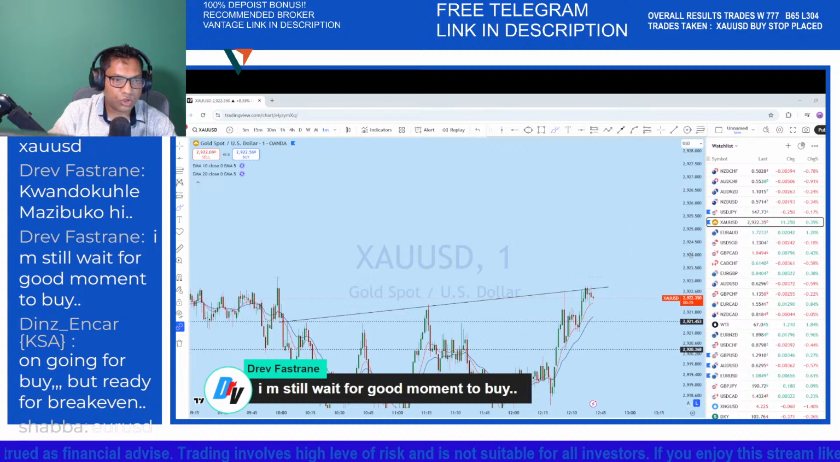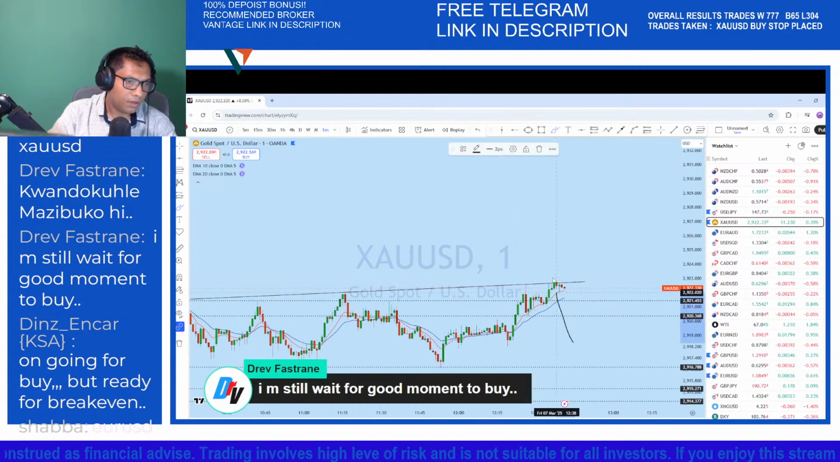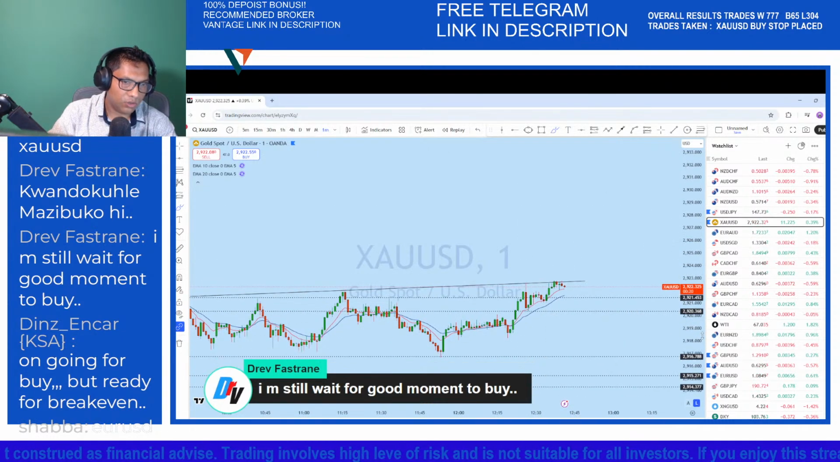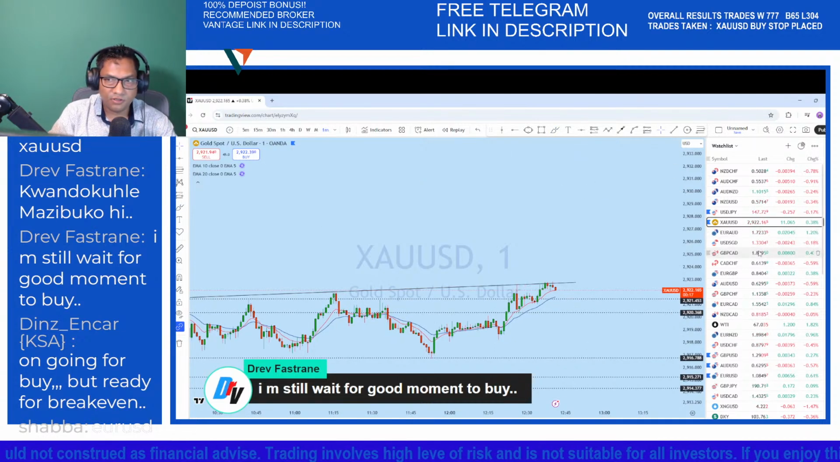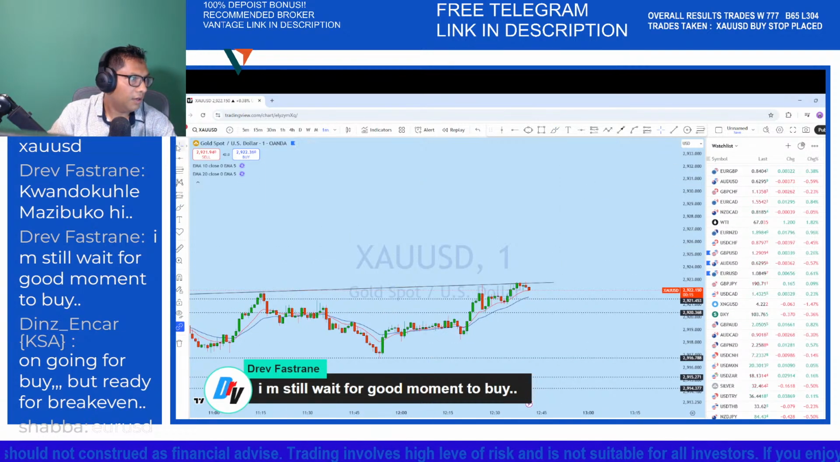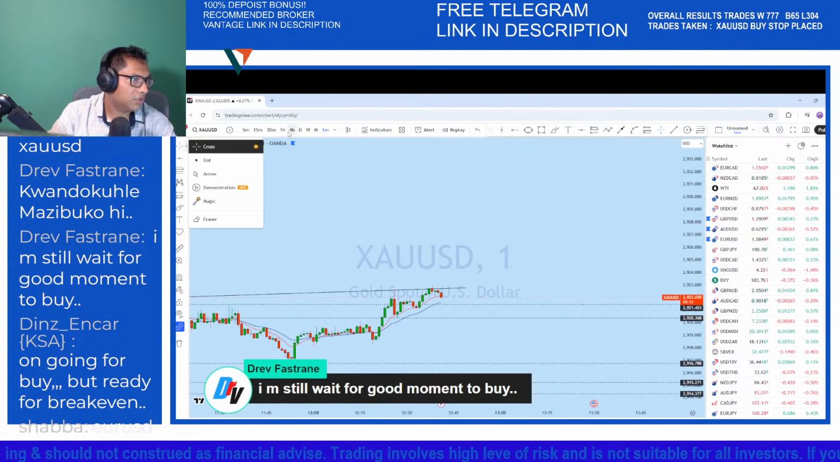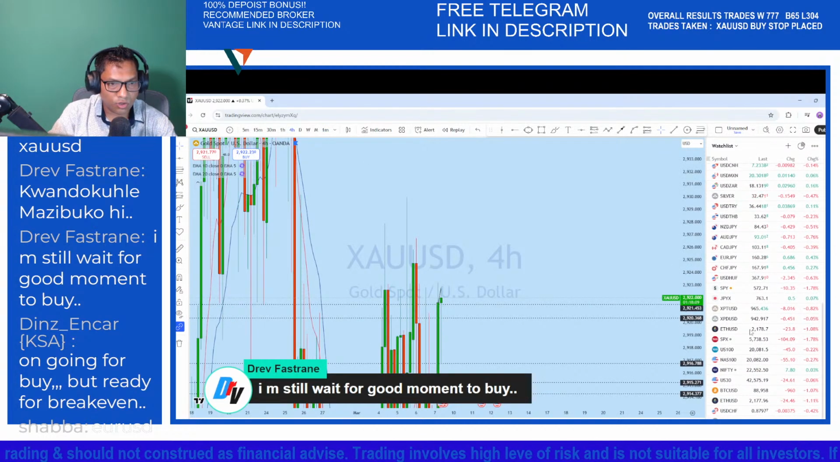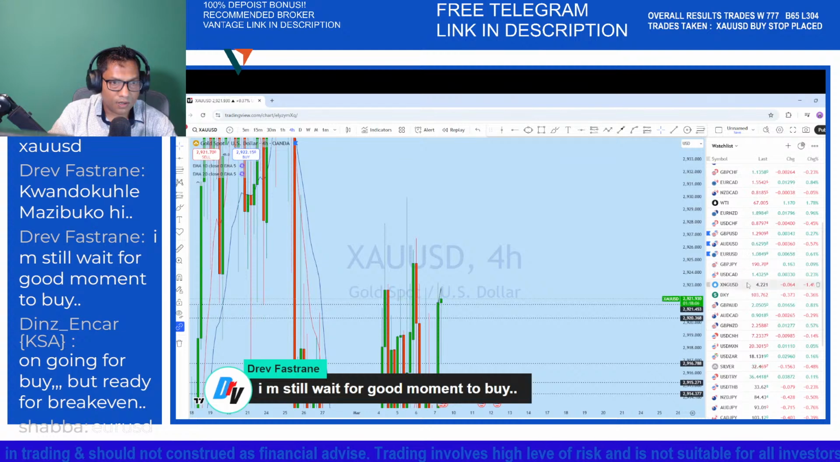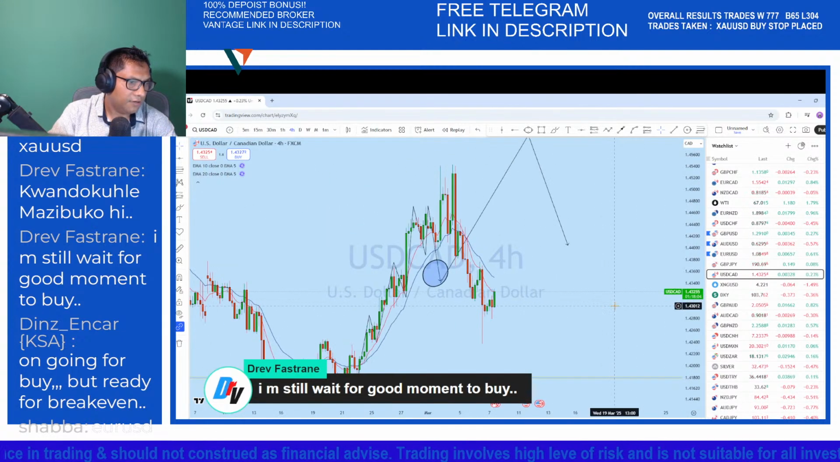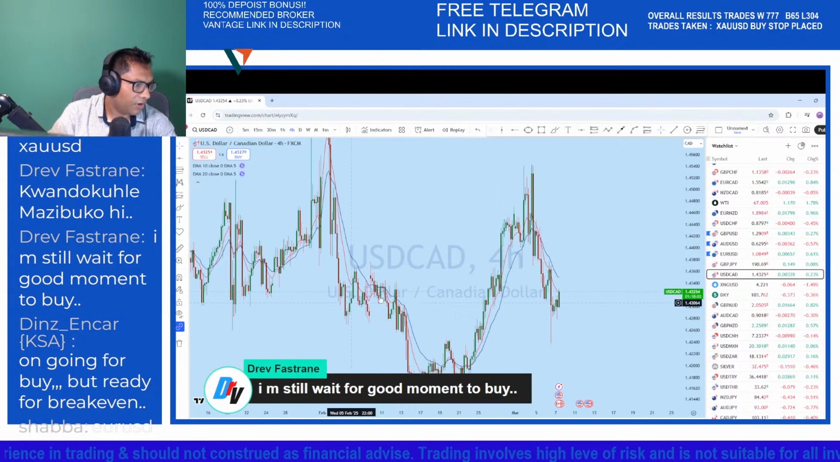Now, in addition to the XAUUSD, we also would like to see some other pairs before the news comes up. Let's look at dollar CAD, as CAD also has news coming. So I will also be looking at dollar CAD. If you look here, you can see dollar CAD. Let's look at the overall picture on dollar CAD.